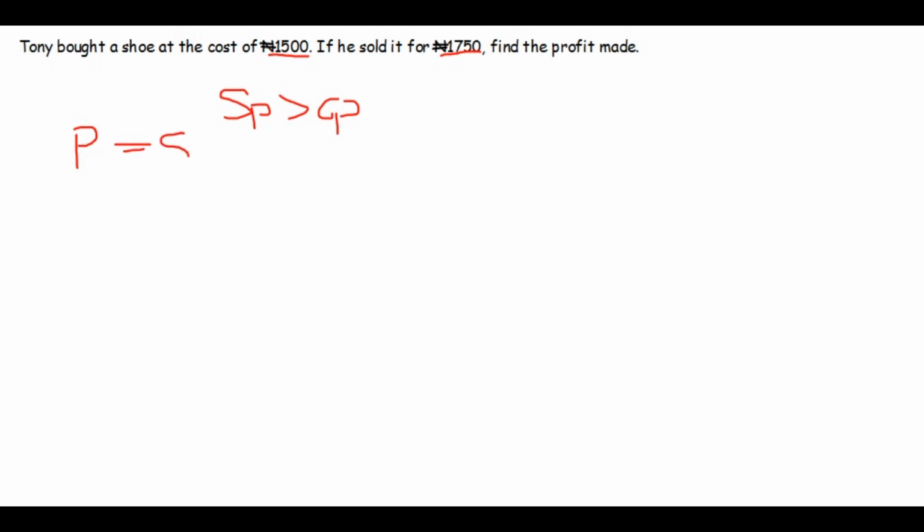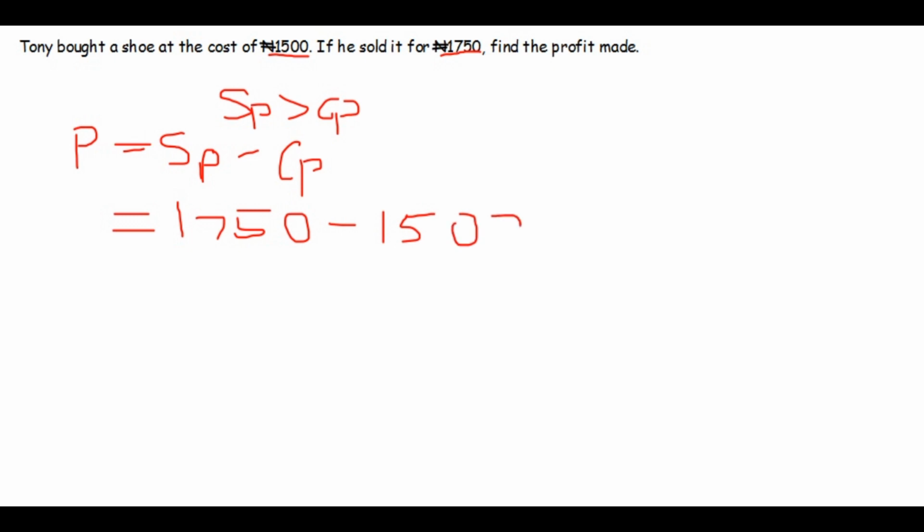Profit is equal to the selling price minus the cost price. The profit is therefore equal to 1,750 subtracted by 1,500, and this is equal to 250 naira. Our profit is therefore 250 naira, and this is our answer.